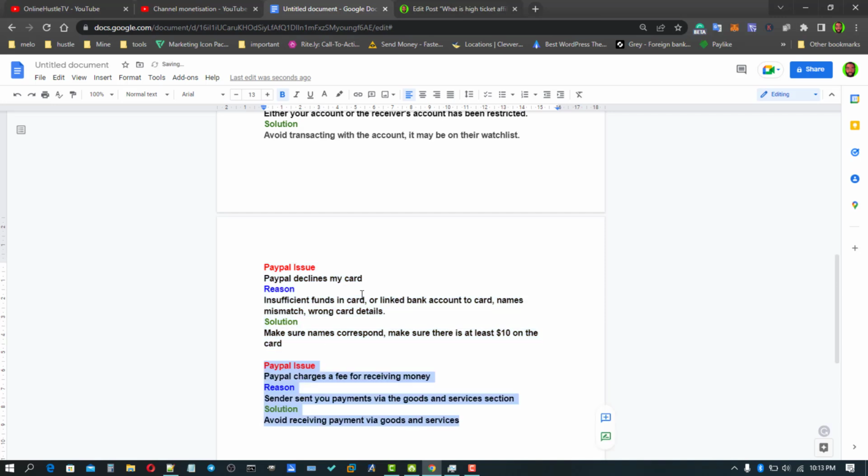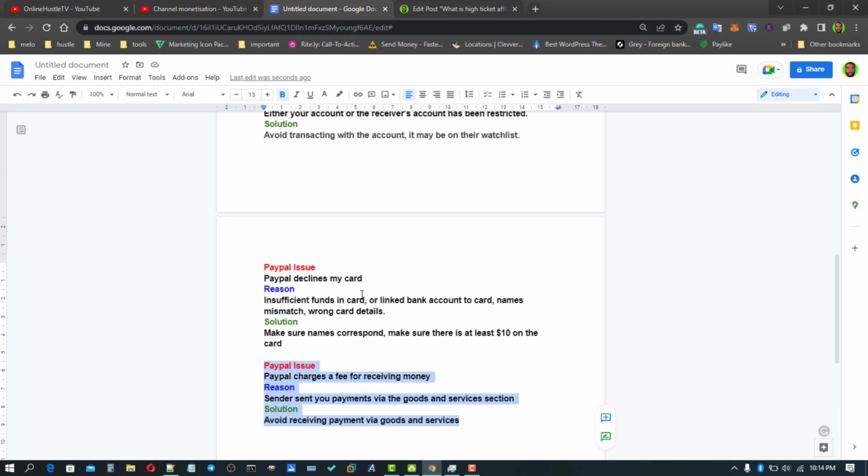So the next thing on our list is PayPal charges a fee for receiving money. A lot of people that are new to PayPal might experience that when they receive money, they get charged. Now it depends on how you receive the money. There are two ways you could receive money: either through friends and family, or through goods and services. Now if you receive through goods and services, PayPal is going to actually take a commission, because they believe you're running a business and you need to remit some amount to them.